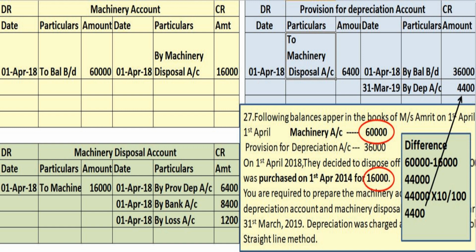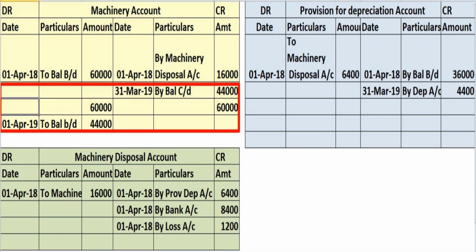We have recorded all the transactions in these three accounts. Let's balance all the three accounts now. For the machinery account, the higher balance is on the debit side, that is 60,000. We write this on both sides. Now we will deduct the lesser amount from the higher amount, that is 60,000 minus 16,000. That comes to 44,000. This is the balance as on 31st March 2019. This is the balance carried down amount and the same amount is brought down to the next year beginning, that is 1st April 2019.